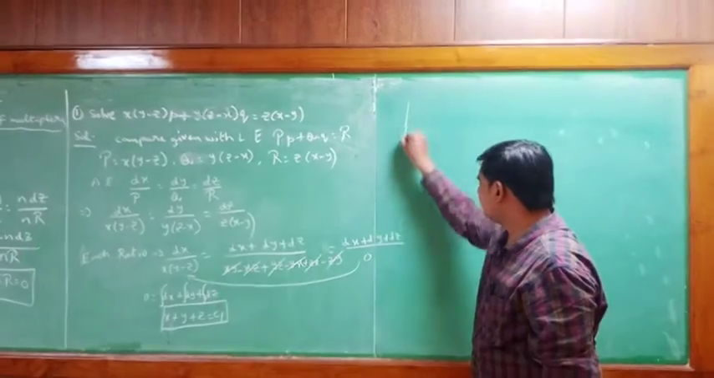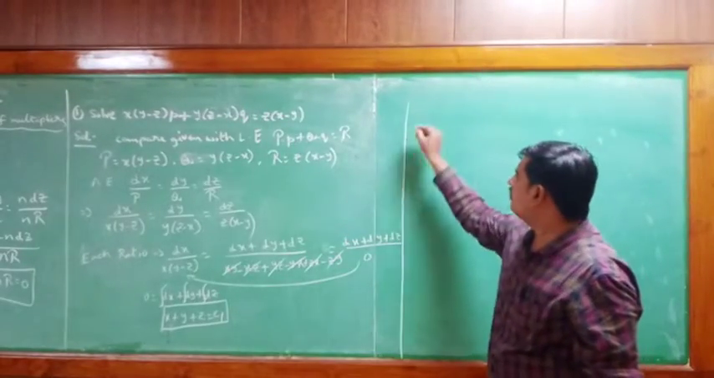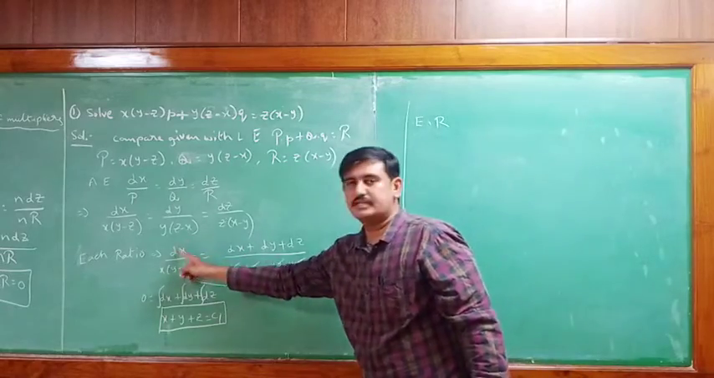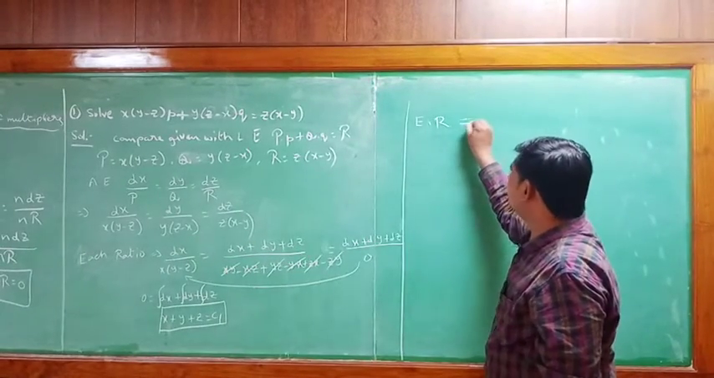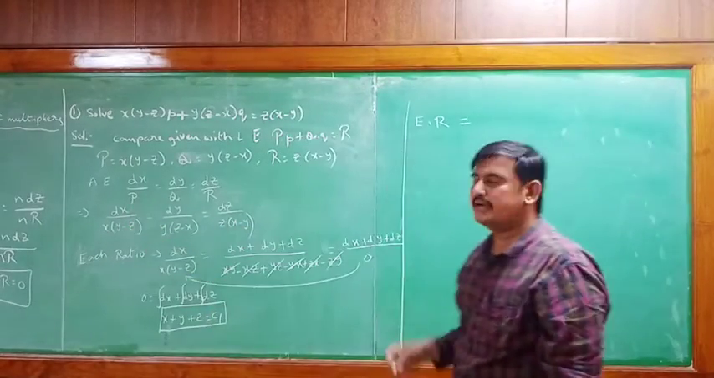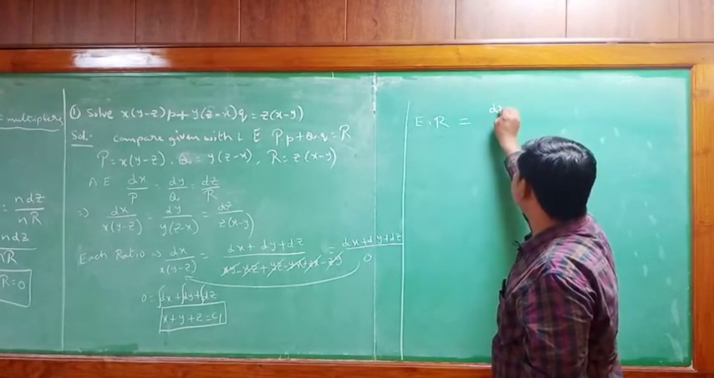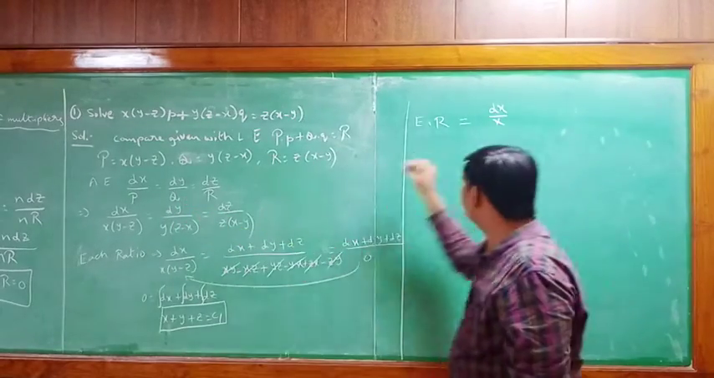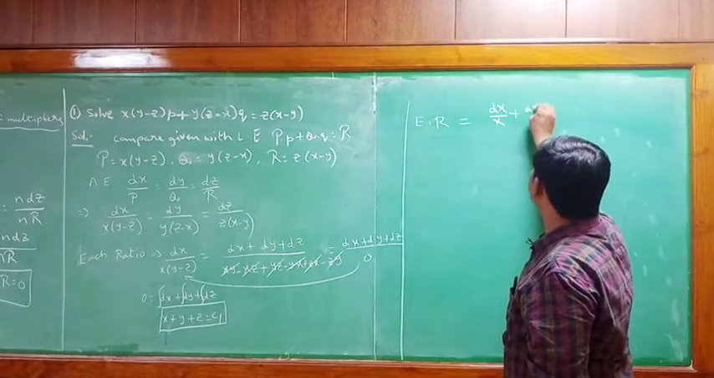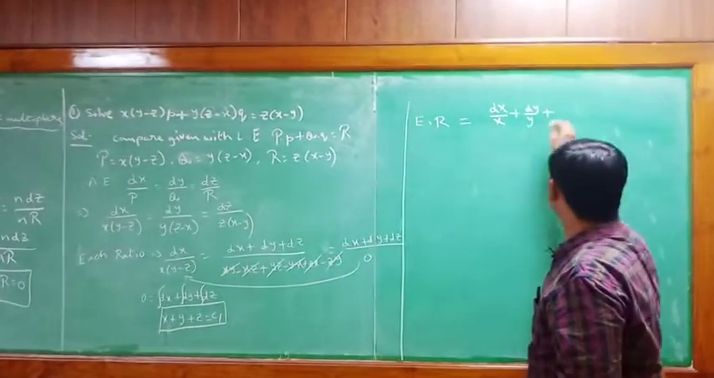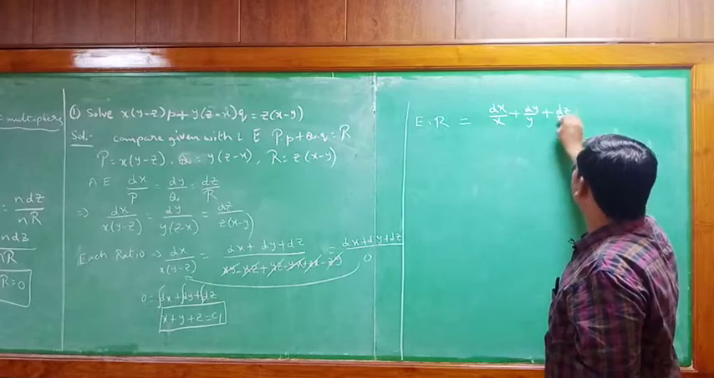Now to find C2, what I am doing now, each ratio. For the second case, I am taking this x into the numerator, that means dx by x. Here I am writing y into the numerator, plus dy by y. And here I am taking z to the numerator, and I get dz by z.